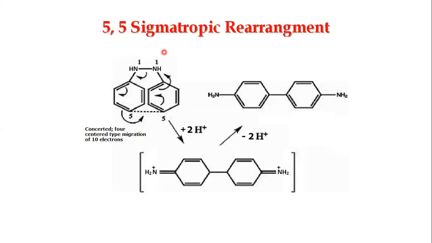This is the molecule of the benzidine. This is N having a lone electron pair, and this is another N having a lone electron pair. So in acidic conditions, they accept hydrogen ions to give this intermediate, and you can see here the concerted reaction and the migration of the electrons.